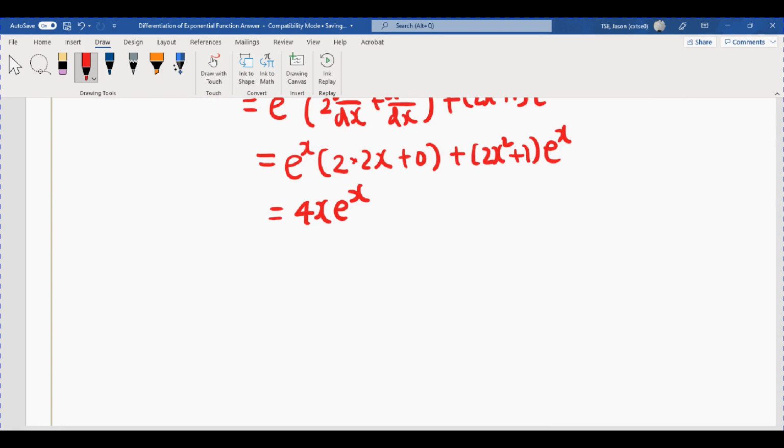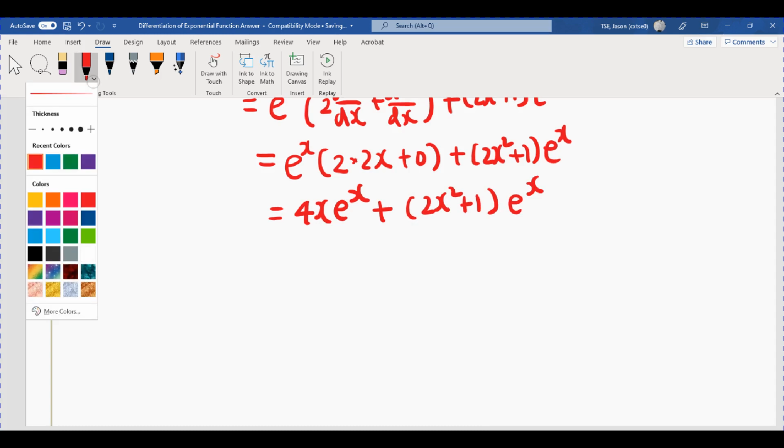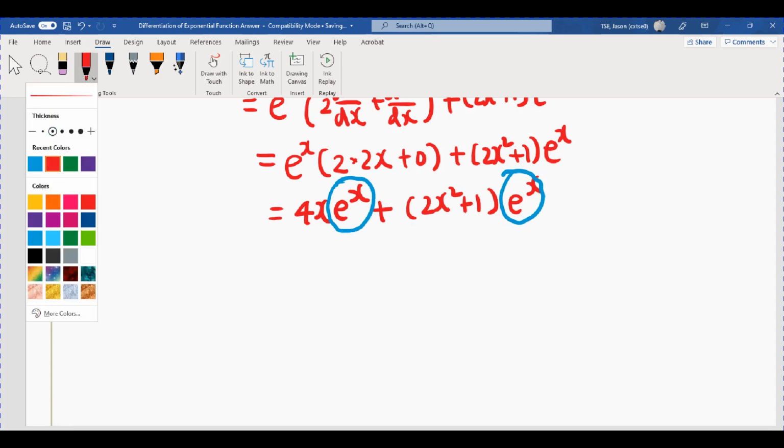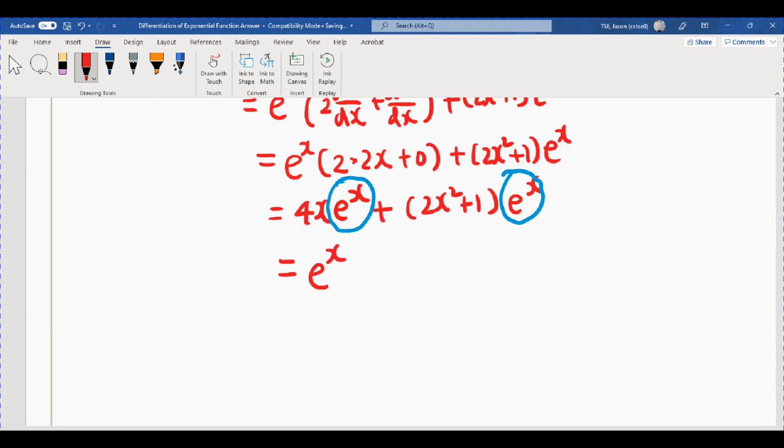Okay, that's 4x times e^x plus 2x squared plus 1 bracket e^x. Let's see if there are some common factors. Yes, you see this is e to the power x, e to the power x. So these are the common factors. So I'm going to take the common factor out of it. And that's 2x squared plus 1. That's it.